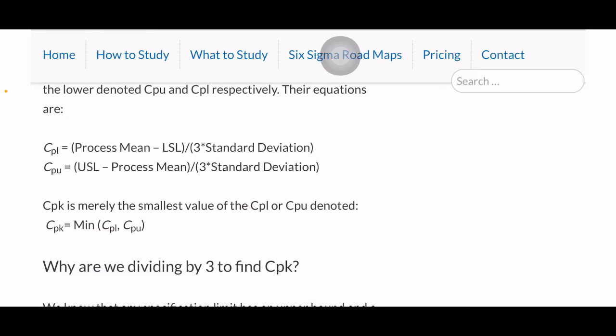The way we have our formula set up, it goes CPL, then the upper, then CpK. A lot of times it'll be the same exact thing as the lower. So the lower is one number, and CpK is the same exact number.